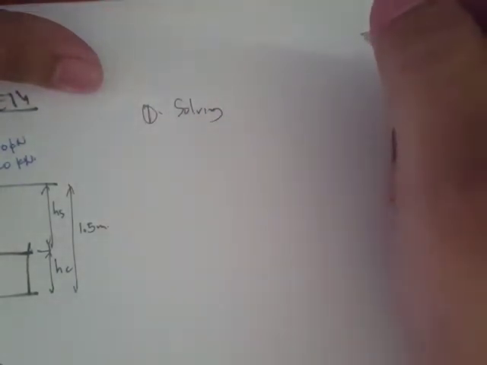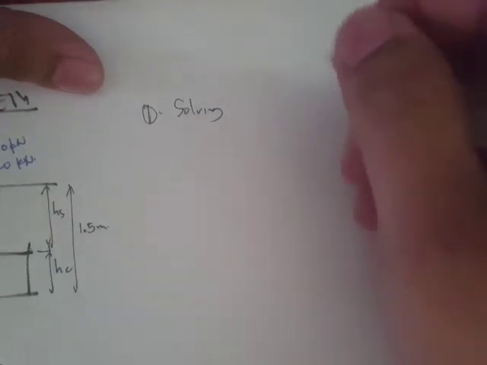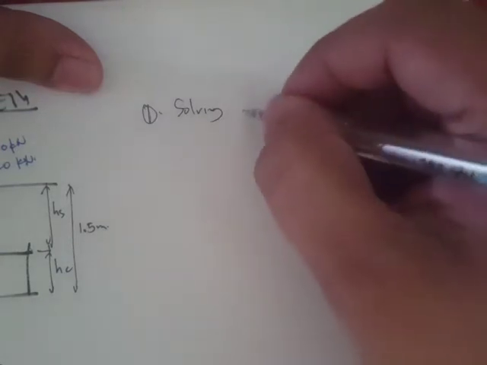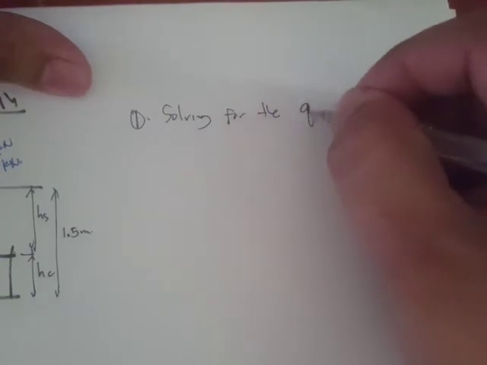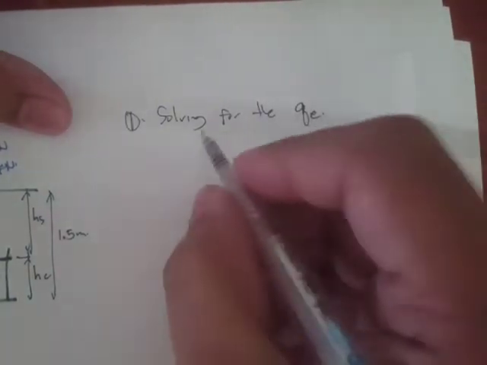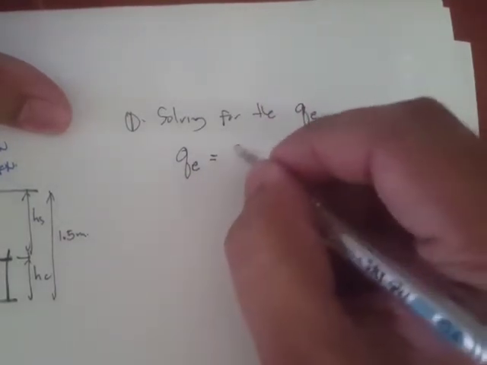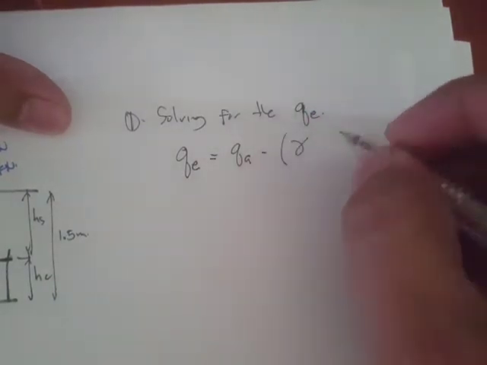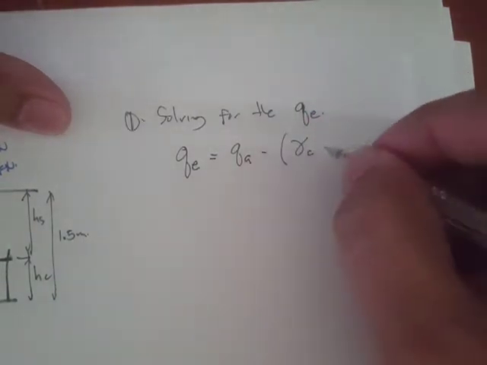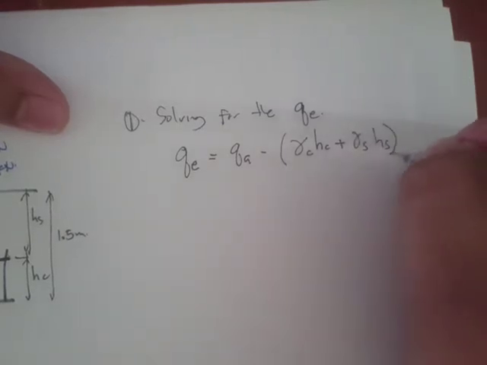Actually, we have to establish the dimensions of the footings. Okay, so let's first solve for the effective soil bearing pressure. The equation would be Q sub E is equal to the allowable minus the unit weight of the concrete times the height of concrete, plus the unit weight of soil times the height of the soil above.